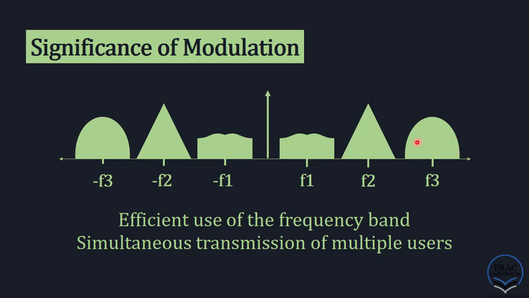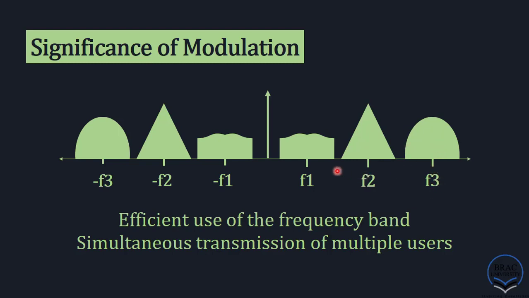Previously, all these three spectrums were stacked in this low frequency region, but now, with the help of modulation process, we have shifted them to higher frequencies, and most importantly, different frequencies. All of them were previously in 0 frequency range. Their center frequency was 0 previously, but now with the help of modulation, we are transmitting this signal to F1 center frequency, this signal to F2 center frequency, and this signal to F3 center frequency.